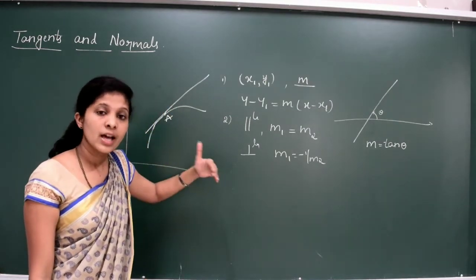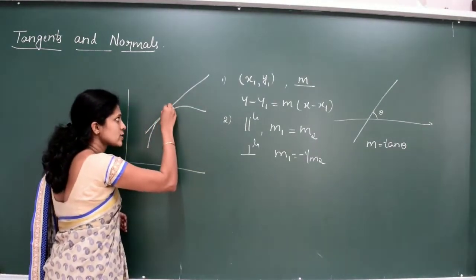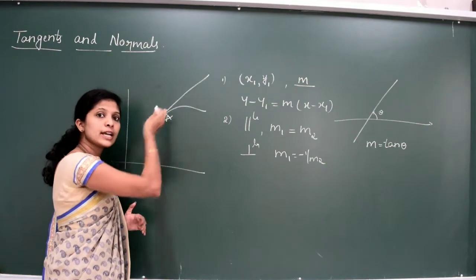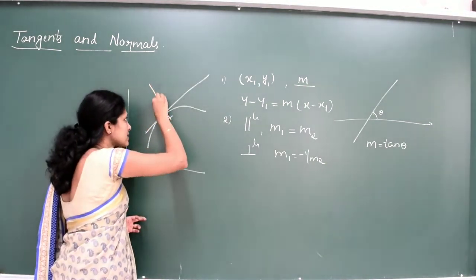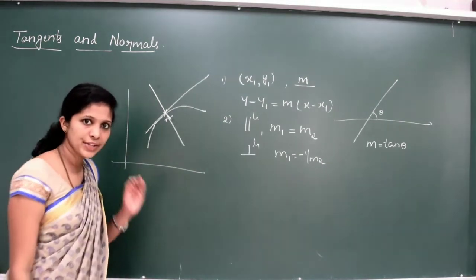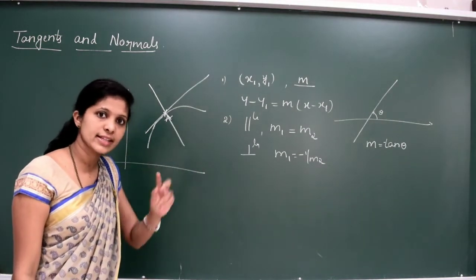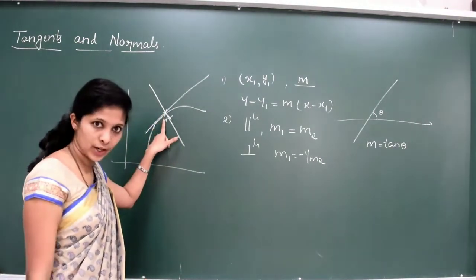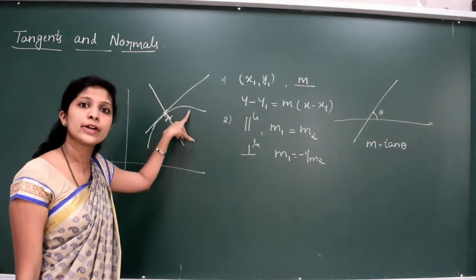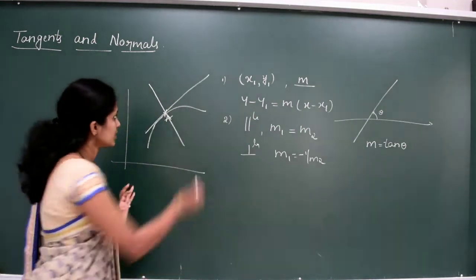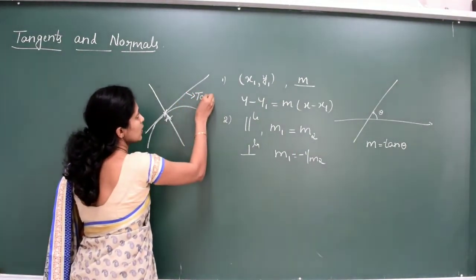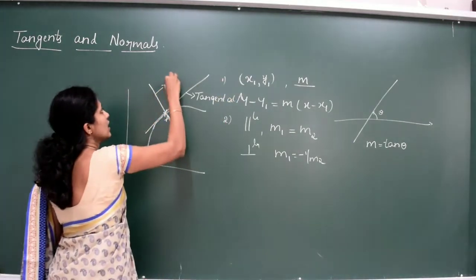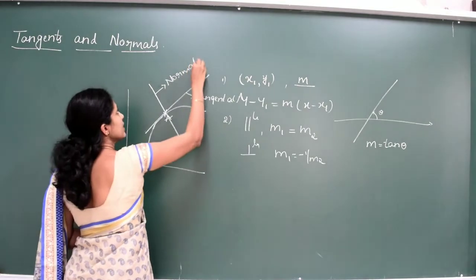What is meant by normal? Normal is a line which passes through the same point. I mean the line should pass through the point A and it is perpendicular to the tangent. Is it clear? Now this is the normal. Tangent is a line which touches the curve at a single point. Normal is nothing but a line which passes through the same point, and that line is perpendicular to the tangent. Then it is called the normal. This is the tangent at the point A, and this will be the normal at A.